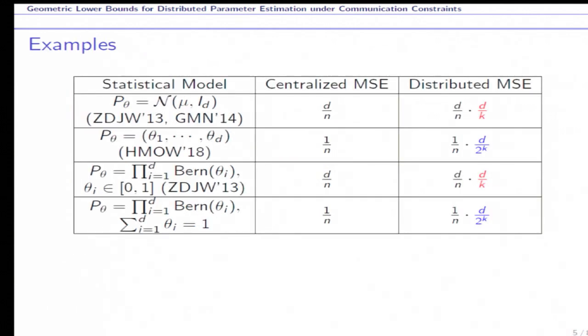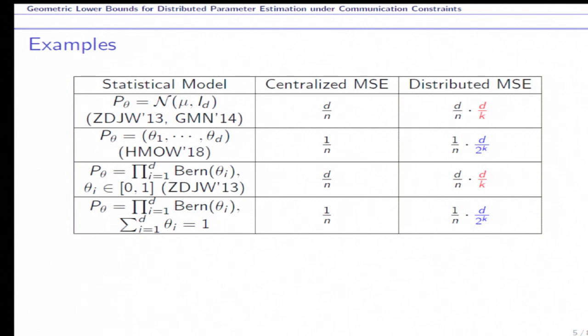Okay, let me show you some examples. Firstly, let's consider that p_theta is a Gaussian location model, and we'd like to estimate the mean vector theta of this model. In the centralized case, we know that the MSE is d over n, and there has been lots of work showing that in the distributed case, the MSE is d over n times d over k. So here we have a penalty term d over k.